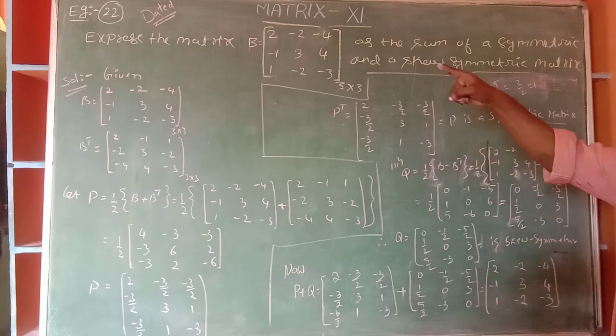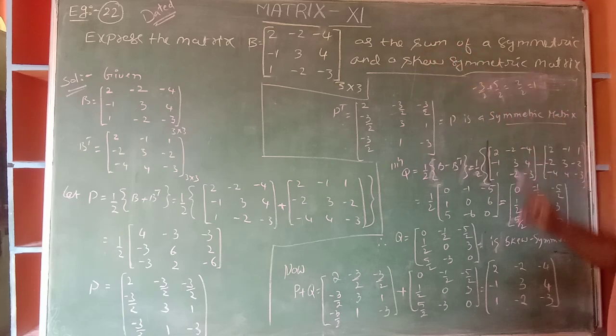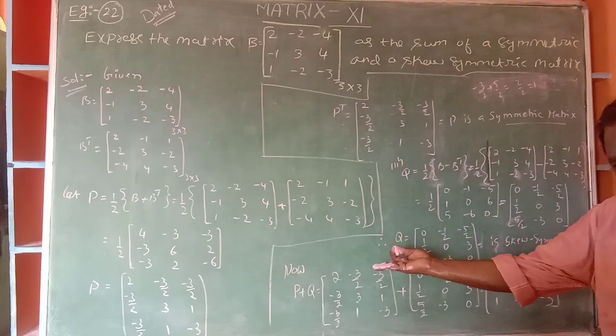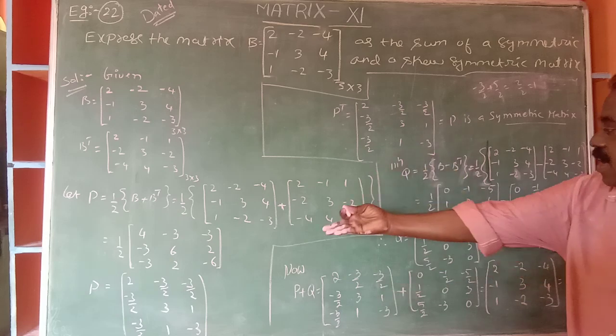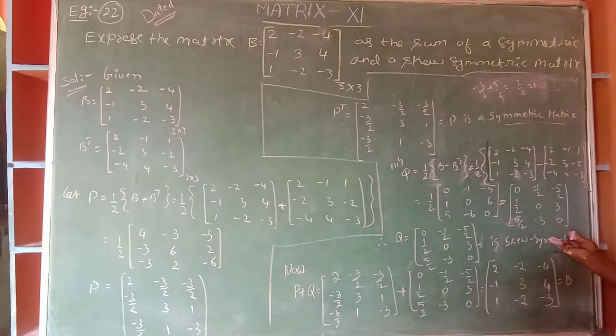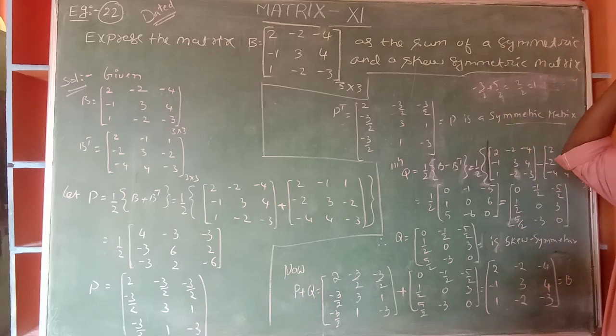You see the given matrix: 2, minus 2, minus 4; minus 1, 3, 4; 1, minus 2, minus 3. So this is nothing but the given matrix B. Any square matrix can be expressed as the sum of two matrices, P plus Q, where P is symmetric and Q is skew symmetric. So that is okay.